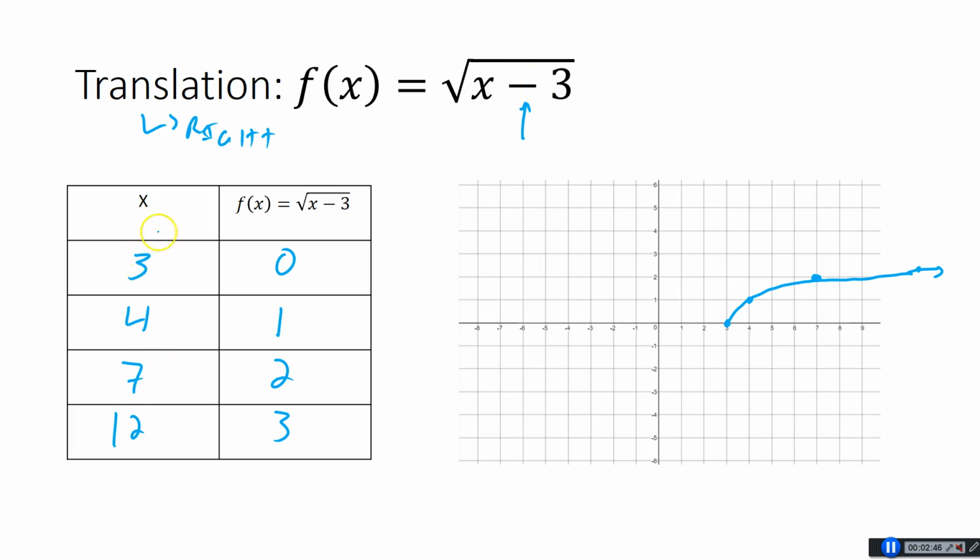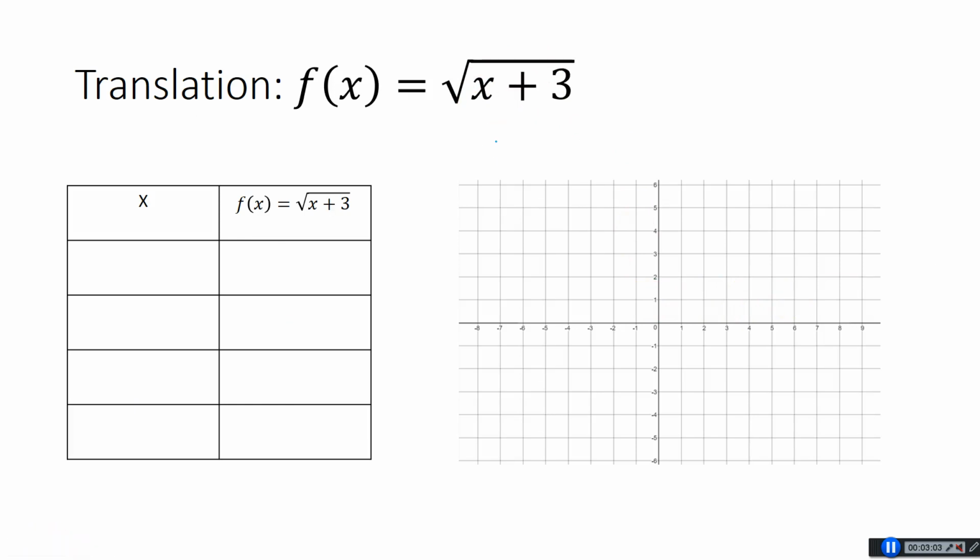But look at what happened. The x values I had to plug in to make the same values appear had to be bigger because we take 3 away from them before we take the square root. So that's why it makes sense to me that a subtraction from the x inside here is going to move all of my values to the right. Okay? So let's see what's going to happen now if we add.